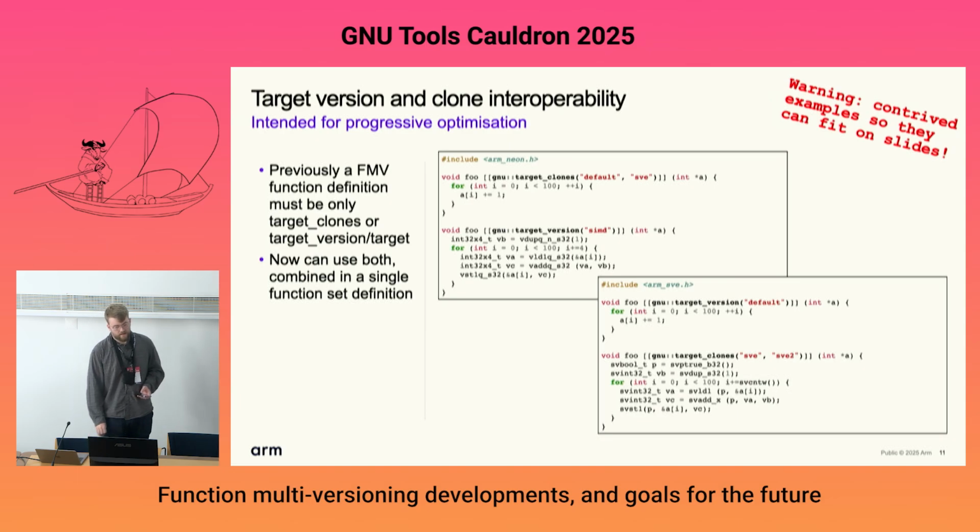Great. So again, target version and target clones interoperability. You can do this both ways. You can either have the default version with some extensions and then one separate one. Or you could have the default version defined as something, and then here we've got SVE and SVE2 pulled off. So you can imagine you were trying to make versions for both of those using SVE intrinsics, which obviously SVE2 supports as well. So that's what that looks like.